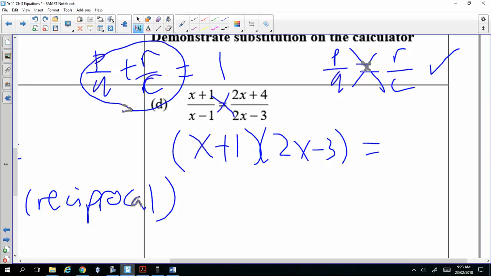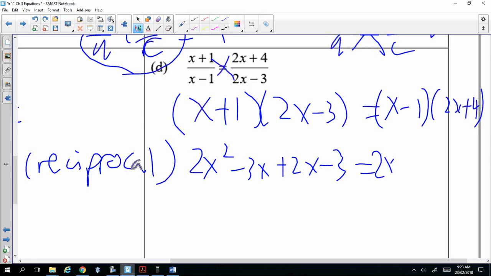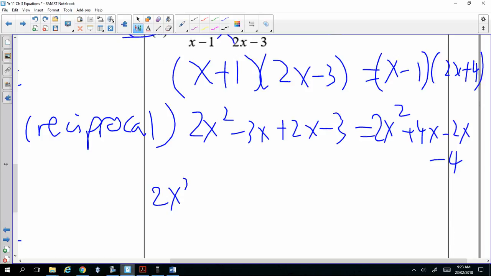And then you expand and collect like terms. So if you expand that, you get 2x squared minus 3x plus 2x minus 3. Taking a long time. Anyway, I've still got 2 pages to go. So you get 2x squared plus 4x minus 2x minus 4, and collect like terms. So you get 2x squared minus x minus 3 equal to 2x squared plus 2x minus 4.